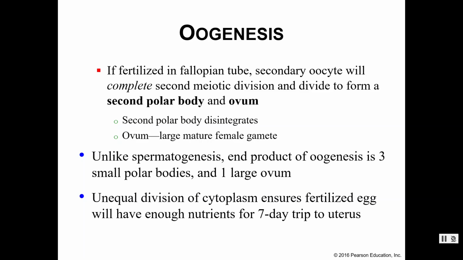Now, if that secondary oocyte becomes fertilized in the fallopian tube, the secondary oocyte will complete the second meiotic division. It will do one more division and will form a second polar body. We'll get rid of that. There's no need for it. And then we finally have a fertilized ovum.